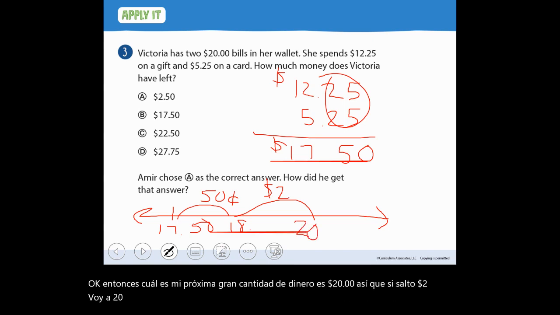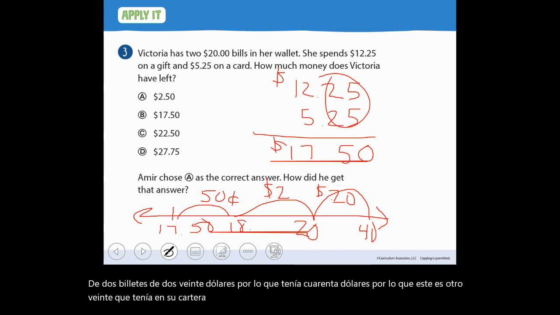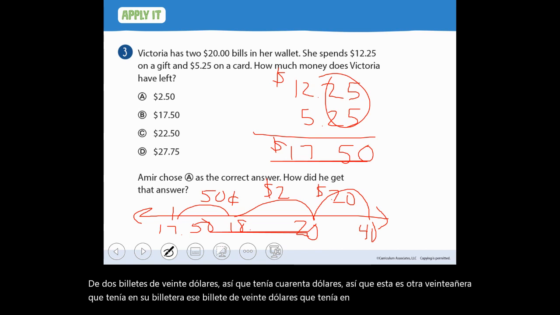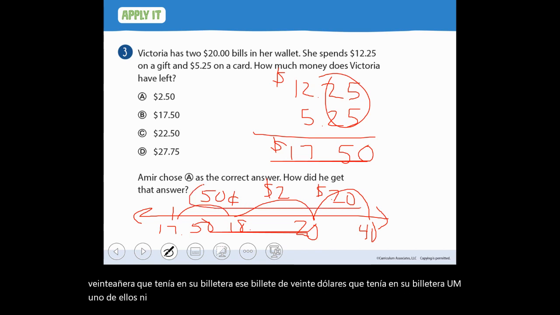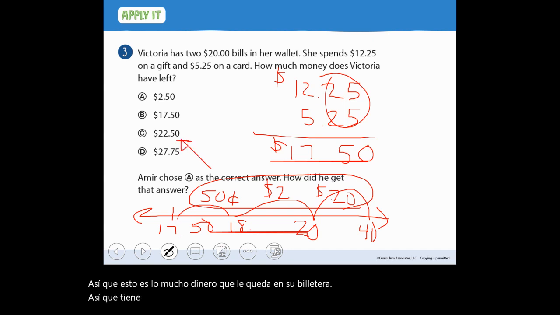And then if I know that she had a total of two $20 bills, so she had $40. So this is another 20 that she had in her wallet. That $20 bill that she had in her wallet, one of them didn't even get used if she was using that. So this is how much money she has left in her wallet. So she has $22.50. So the correct answer is here.